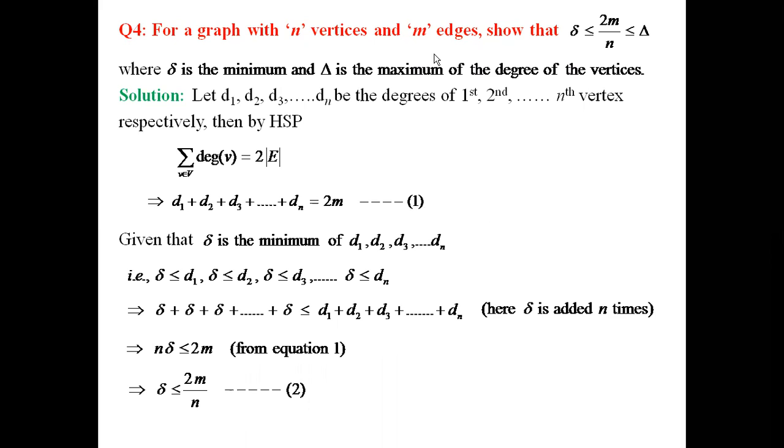If we observe, we obtain the LHS part of the required inequality. That is, small delta is less than or equal to 2m by n we have obtained. Now we need to arrive at big delta is greater than or equal to 2m by n, or equivalently 2m by n is less than or equal to big delta, where big delta is nothing but the maximum of the degrees of the vertices. So in a similar manner, we will be able to prove the result for the RHS part of the required inequality.